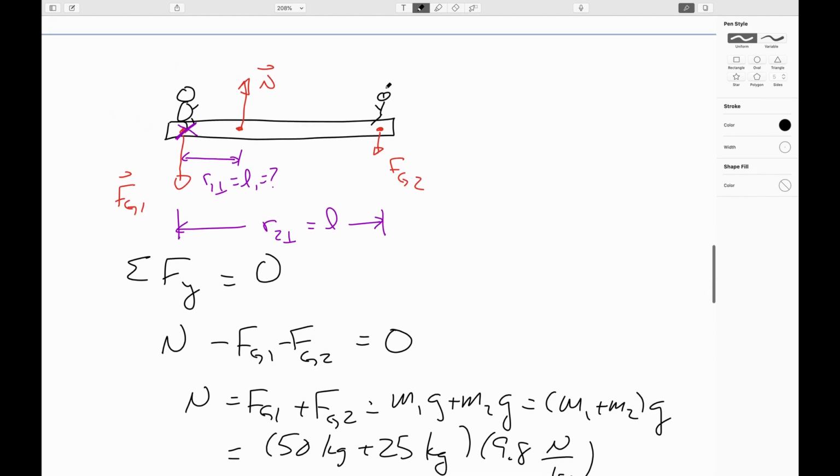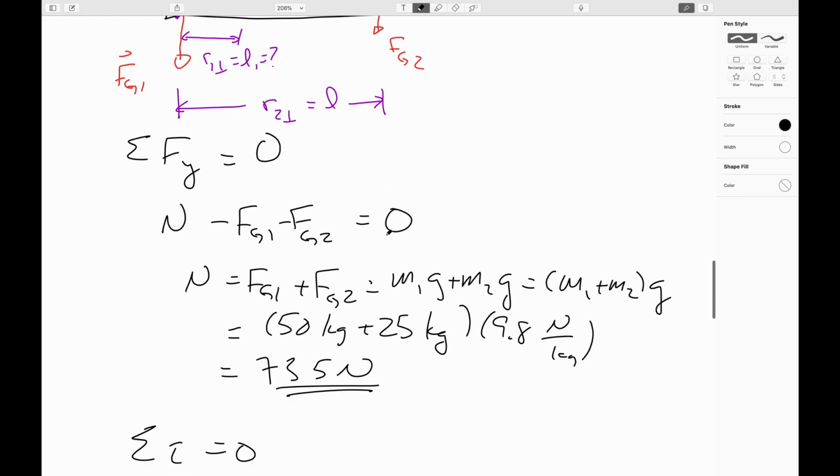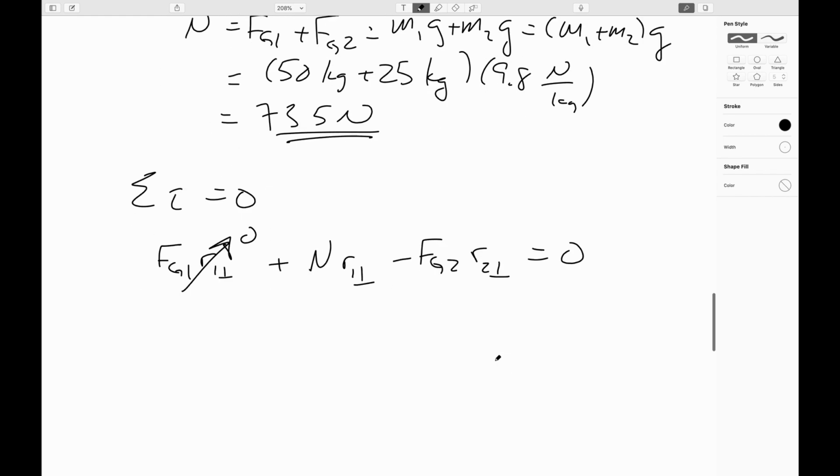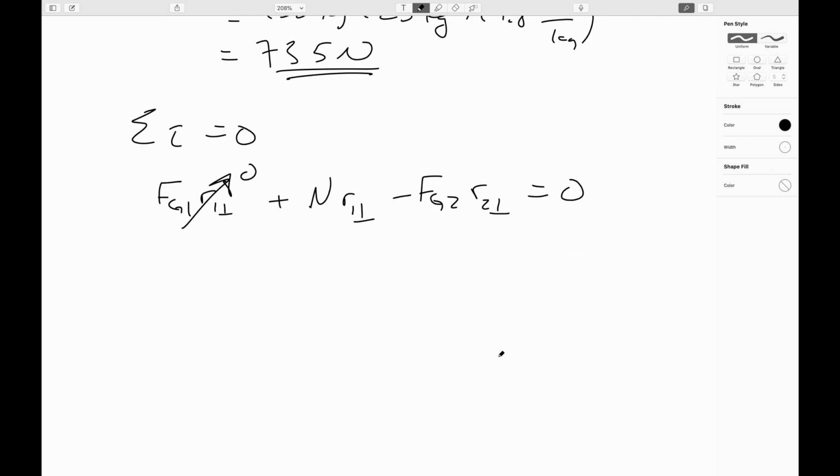And then here, the force of gravity from the small kid is trying to twist the whole system clockwise. So that's going to make it negative. Now here, since my axis is here, my R2 perpendicular is now the entire length. But we'll just start by saying minus FG2 R2 perpendicular equals 0.